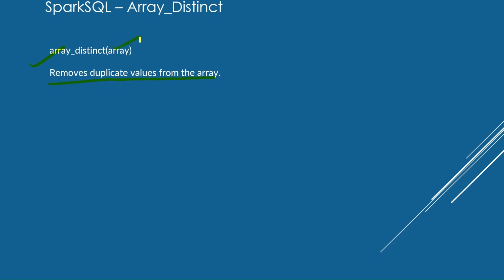It takes one argument, that is an array, and whatever duplicate values are present in that array, it will remove all the duplicate values.